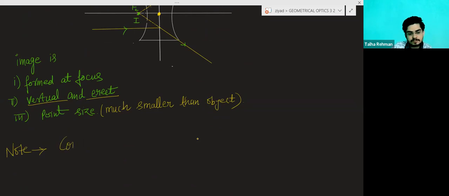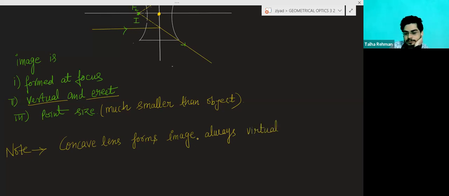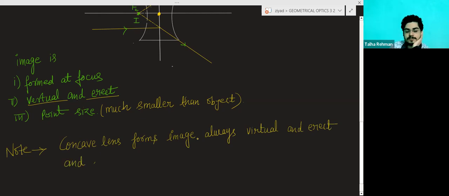Concave lens forms image always virtual and erect, and diminished, or you can write smaller than object.